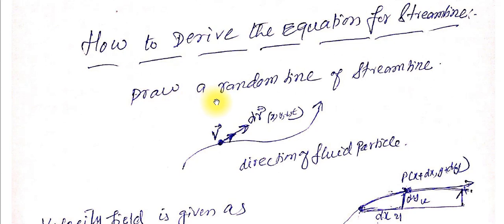Now we are going to derive the equation for streamlines. Draw a random line of streamlines. Look at this one. This is a streamline, and the velocity is tangent. If you look at this line, the velocity is tangent to this point. The line which is tangent to these velocity vectors is called a streamline.